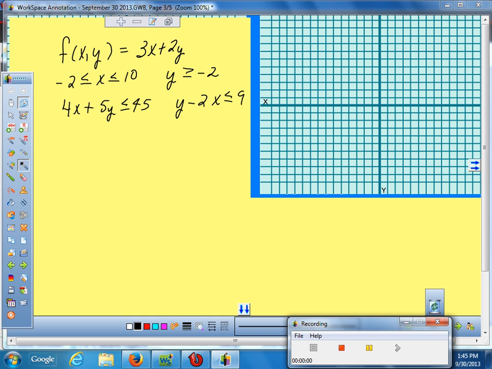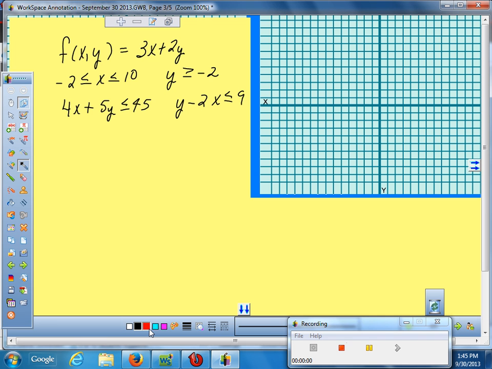I hear 4. Anybody want to argue? No, 5. Yeah, this one, the negative 2 is less than x is less than 10, that's actually 2 that they have combined together into 1. But it's really, really easy to graph. What kind of lines are x equals lines? Horizontal or vertical? Those are vertical.